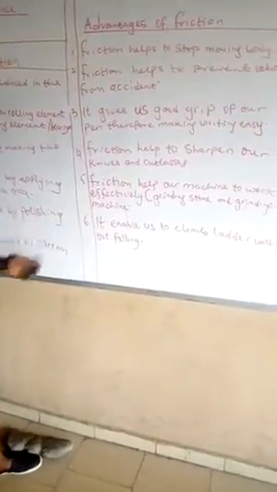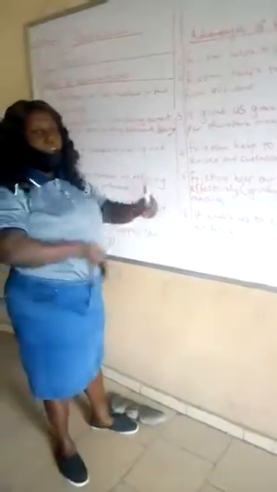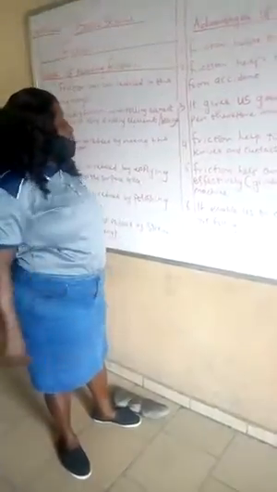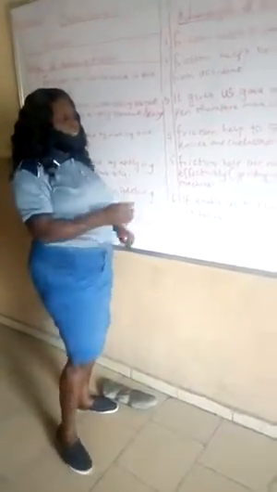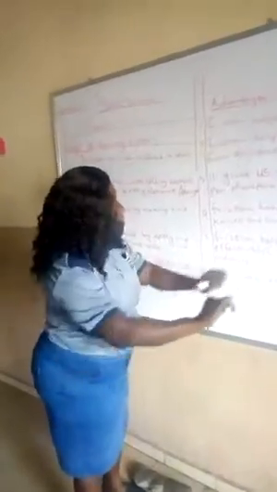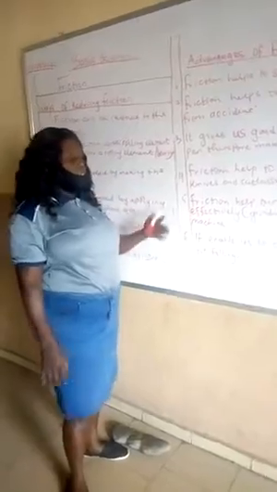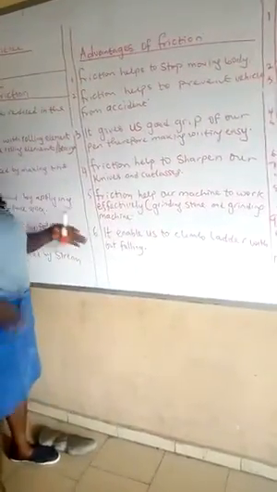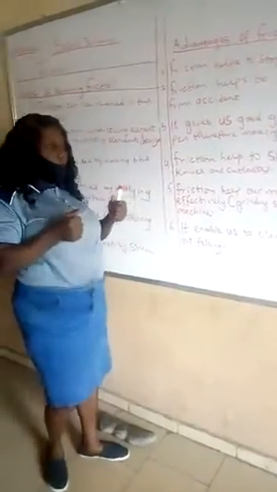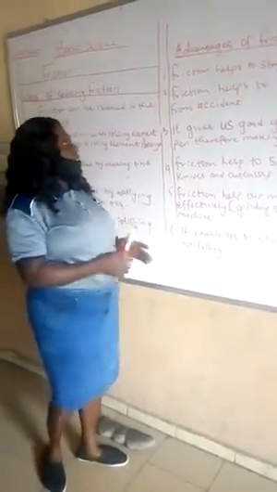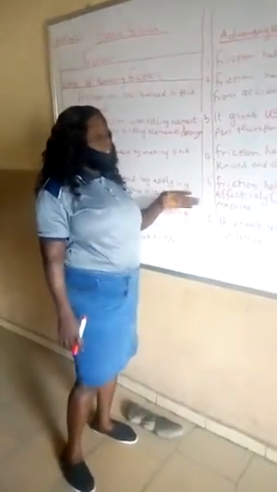Friction also helps us to sharpen our knives and cutlasses. We have seen people using a file, or a sharpening machine. And our machines work effectively with the help of friction, like in the case of using a grindstone in grinding and also in using a grinding machine. And friction also helps us to climb a ladder easily without falling, because there is contact between you and the ladder. So with this, we have come to the end of today's lesson.